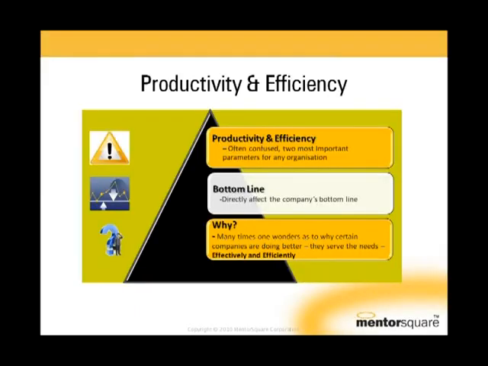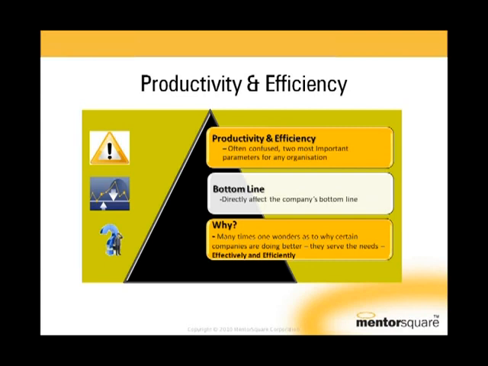So productivity and efficiency, as I mentioned to you, are often confused. Two most important parameters for any organization, be it a company or any entity for that matter in business or in services or products. Both these parameters directly affect the bottom line of any company, and we often wonder why we see some of the companies doing better and some companies not doing so well. So essentially the ones which are doing better are serving the needs of the customers effectively and efficiently. So these are the two most important parameters any company is measured with.